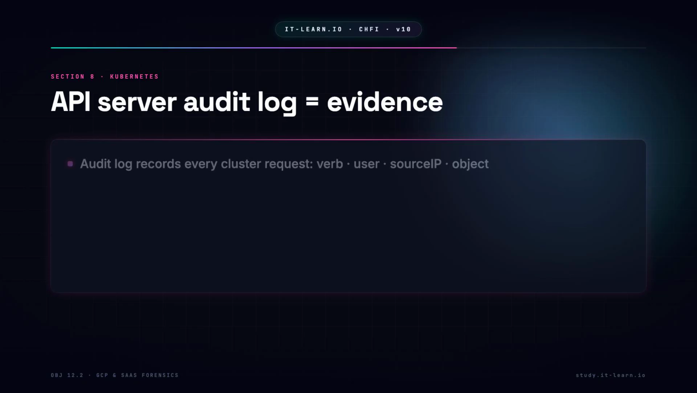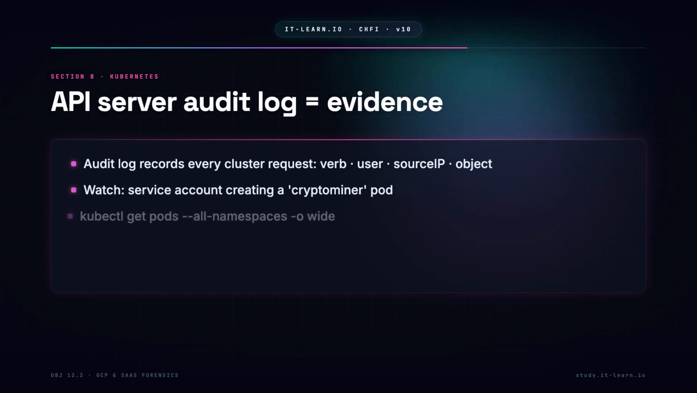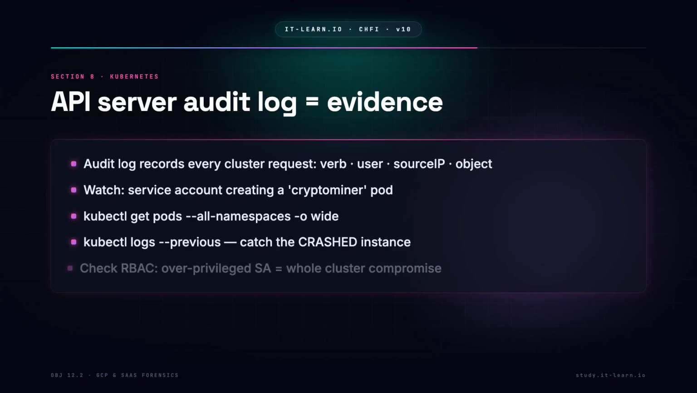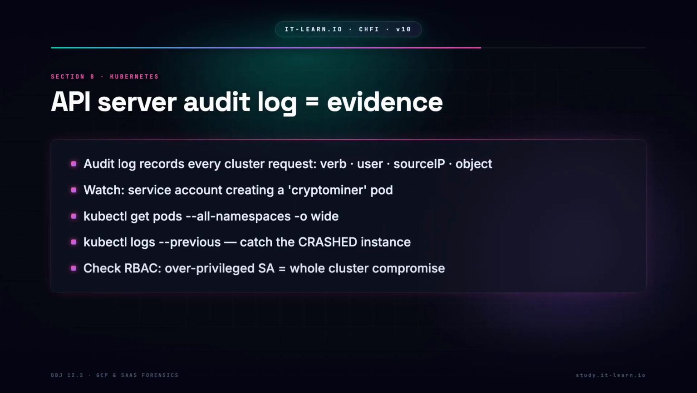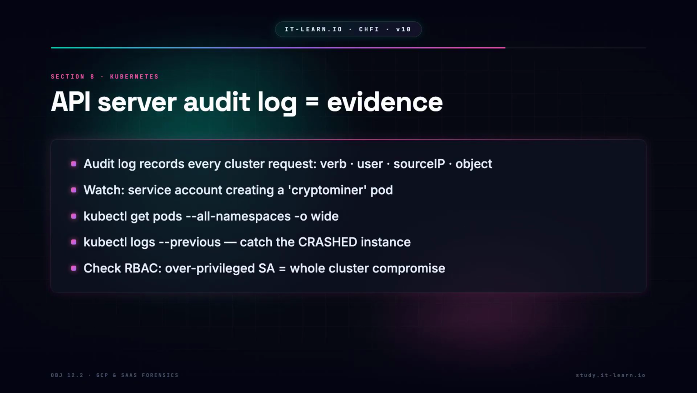Kubernetes scales the problem. The evidence is the API server audit log: every request to the cluster with the verb, the user, the source IP, and the object touched. Watch for a service account creating a pod named something like crypto-miner. The live tools: kubectl get pods --all-namespaces, kubectl logs with --previous to catch the crashed container instance. kubectl describe for the full story, and always check RBAC. An overprivileged service account is how one compromised pod becomes the whole cluster.